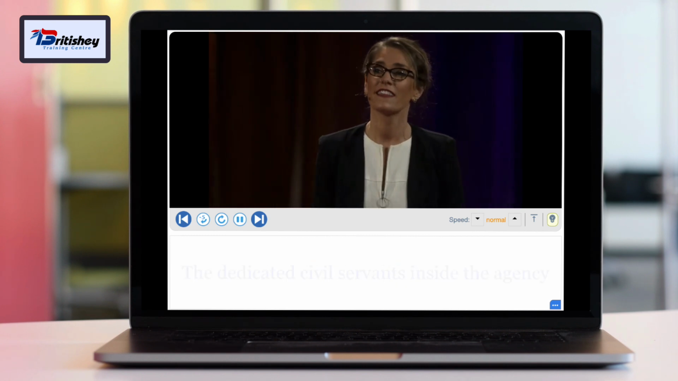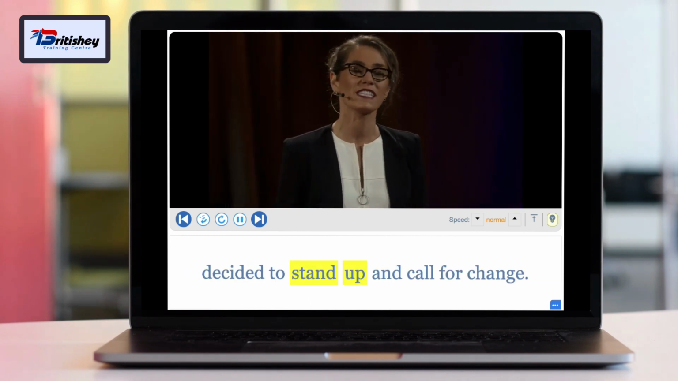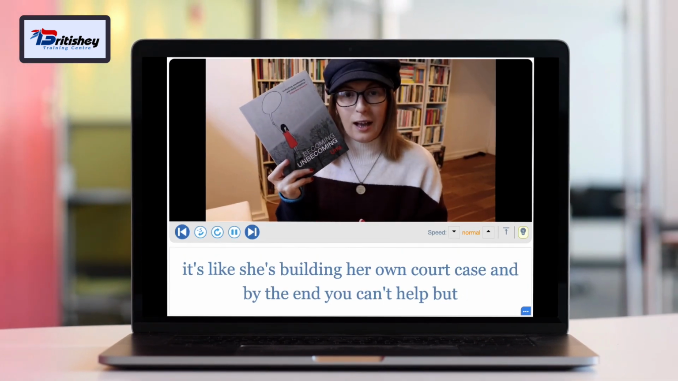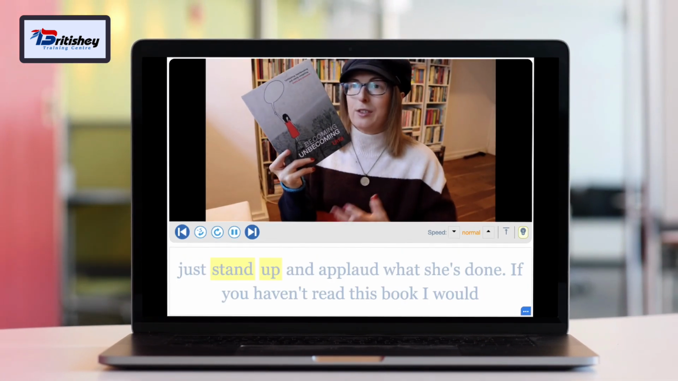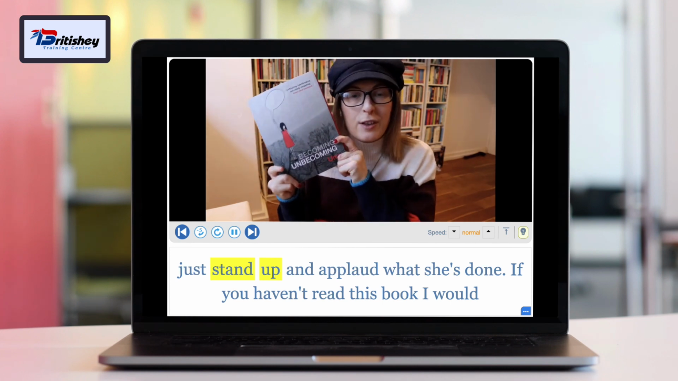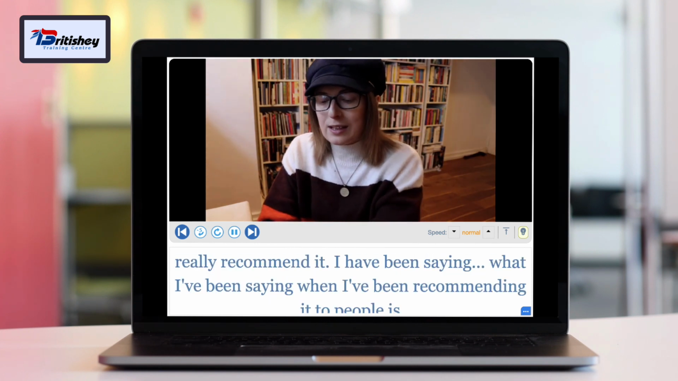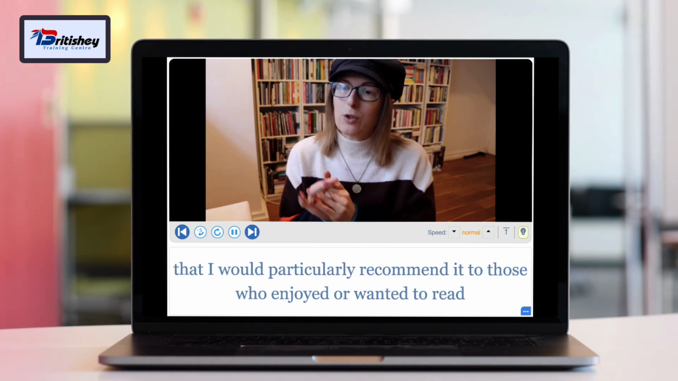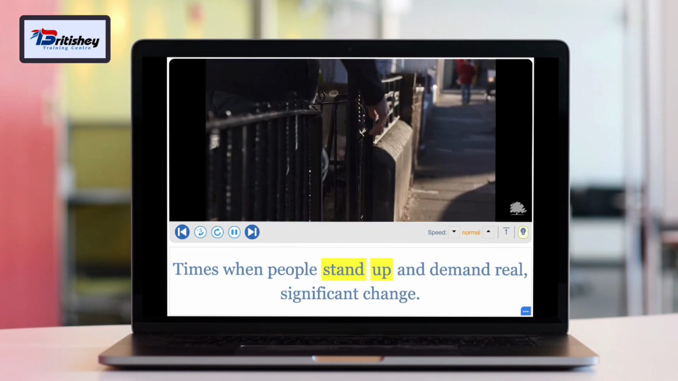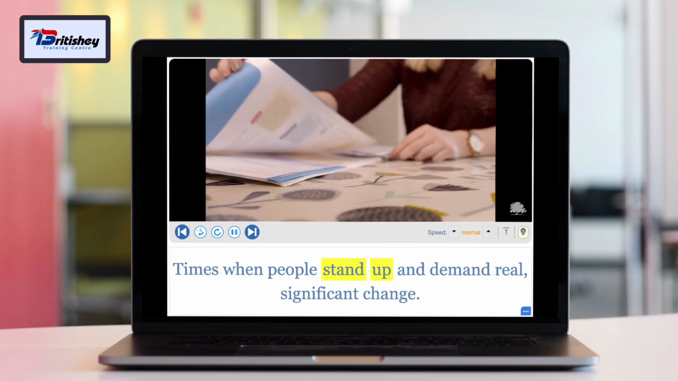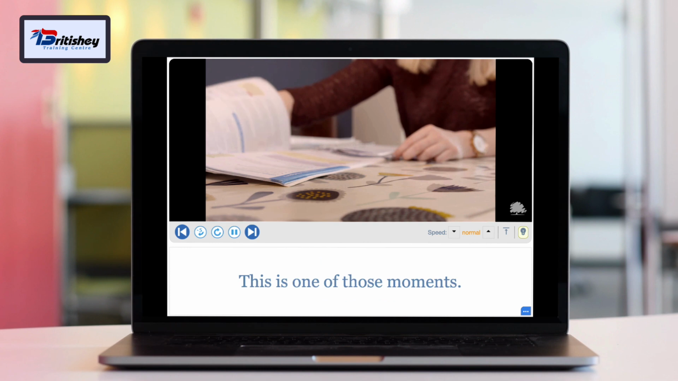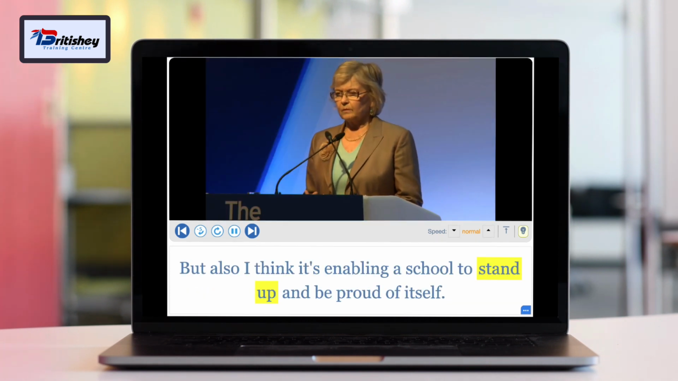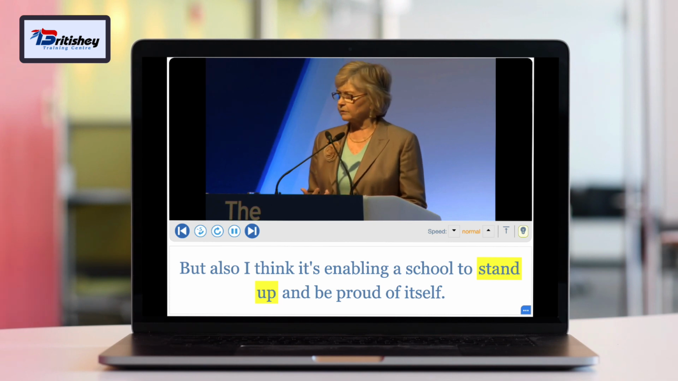But they didn't. The dedicated civil servants inside the agency decided to stand up and call for change. It's like she's building her own court case, and by the end, you can't help but just stand up and applaud what she's done. So if you haven't read this book, I would really recommend it. I have been saying, when I've been recommending it to people, that I would particularly recommend it to those who enjoyed or wanted to read times when people stand up and demand real, significant change. This is one of those moments. But also I think it's enabling a school to stand up and be proud of itself.